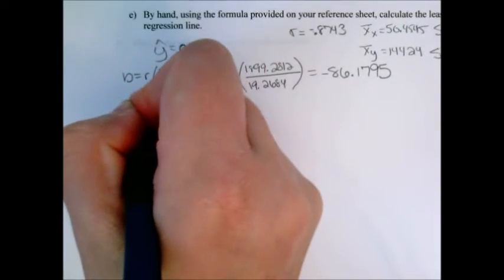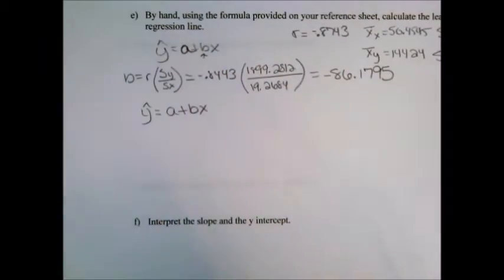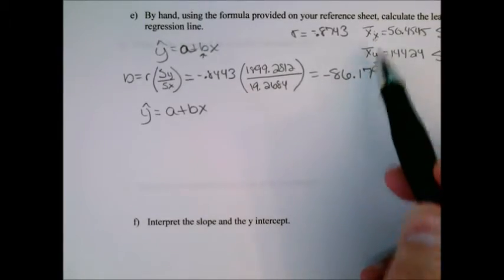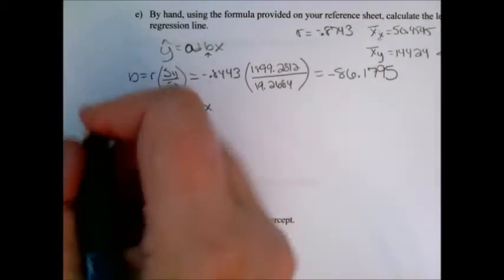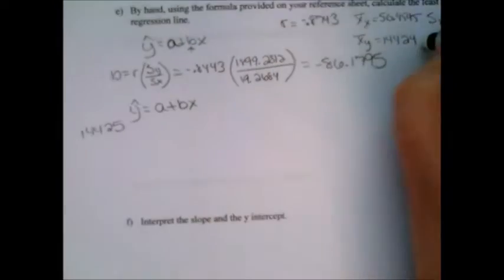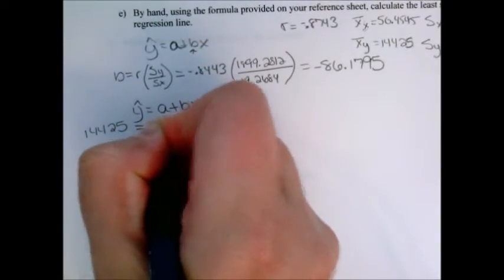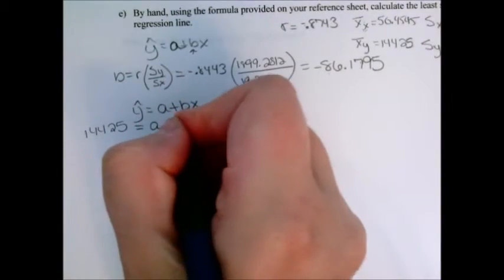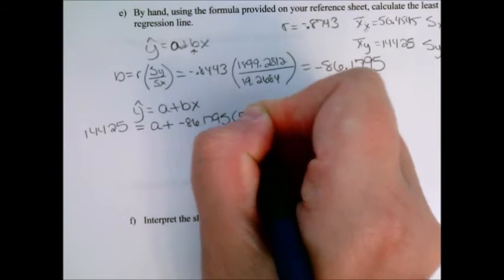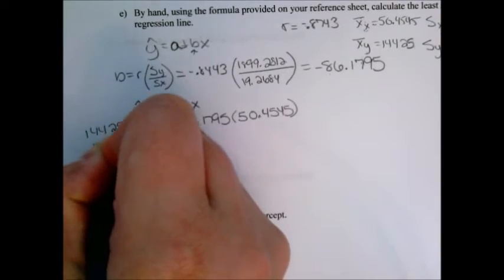We are now going to find the y-intercept. So I have y hat equal to a plus bx. And I'm going to use my means for my x and my y value here. So I have 14,425 equals a, that's what I'm looking for, plus my slope, negative 86.1795 times 50.4545. And I get 14,425.